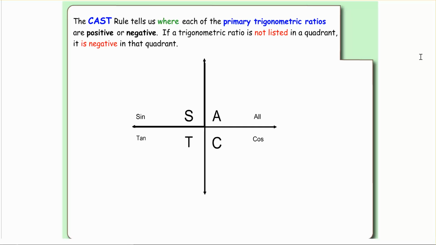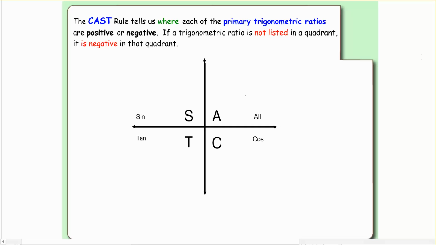All right, the CAST rule. So this is something that you guys are going to want to memorize. Maybe write it down up in the top corner of a test if you have a test. So the CAST rule tells us where each of the primary trigonometric ratios are positive or negative. It's going to become important here in a minute. If a trigonometric ratio is not listed in a quadrant, it is negative in that quadrant.